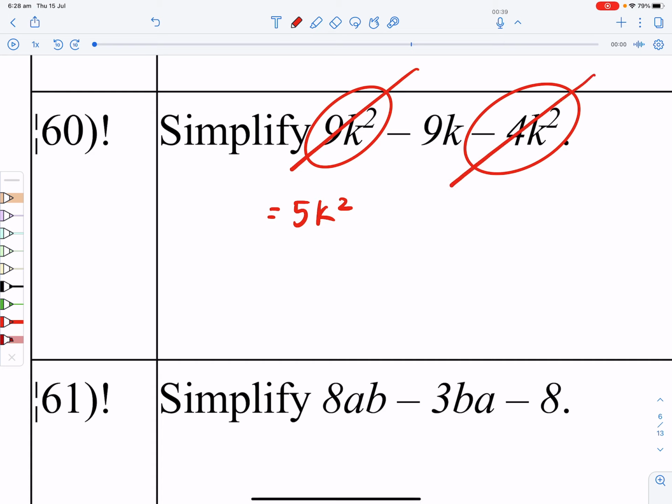So that's complete. They've now been simplified. And now again the minus 9k just goes back afterwards. Okay.